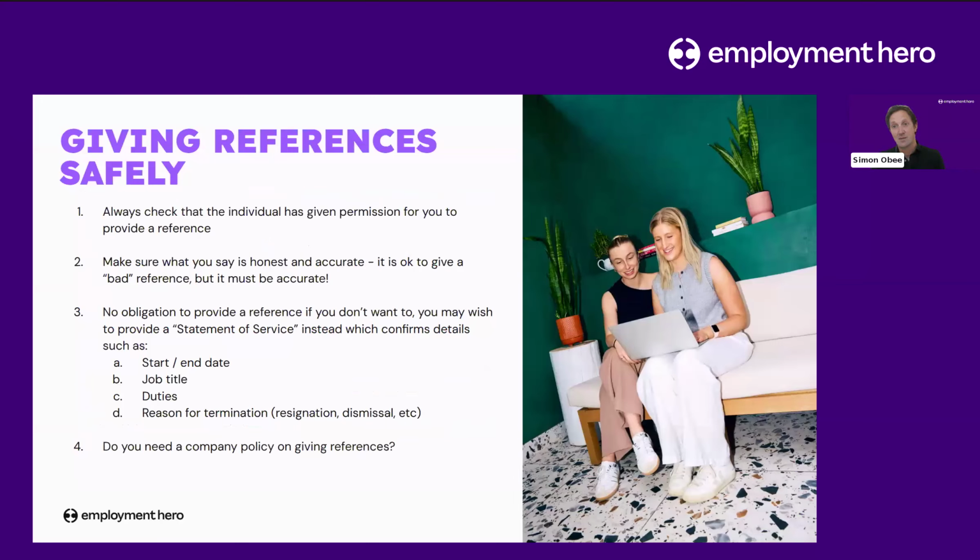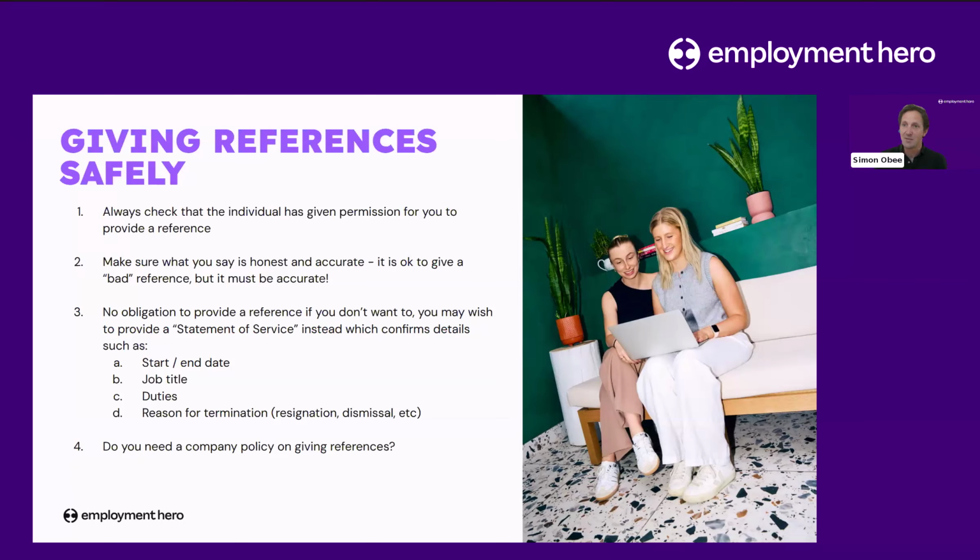Now, lastly, from me, I just wanted to talk about giving references safely, because this is something that a lot of businesses ask us questions about. So here we're talking about where someone approaches you about one of your employees or a former employee, and they're asking for you to give a reference. Well, what does the law say around this, and how can you make sure you're doing this safely and compliantly? Well, the first thing is you should always check that the individual has given you permission to provide a reference. Otherwise, you risk breaching your privacy obligation.